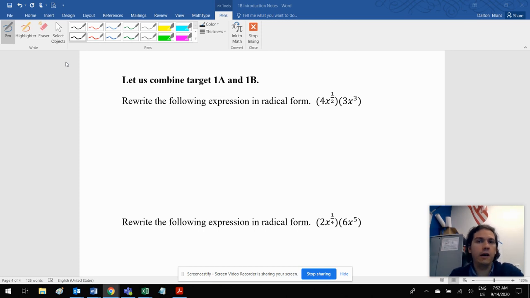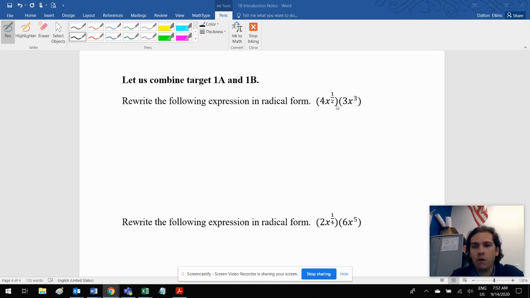Something to consider, where we are at the end of 1B and 1A, is how do we take these two ideas: combining different expressions, multiplying them together from 1A, and then rewriting things in either exponential or radical form from 1B. So if we look at an example, we want to rewrite the following expression in radical form.